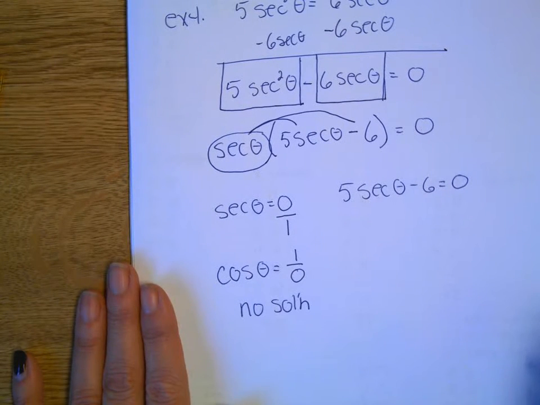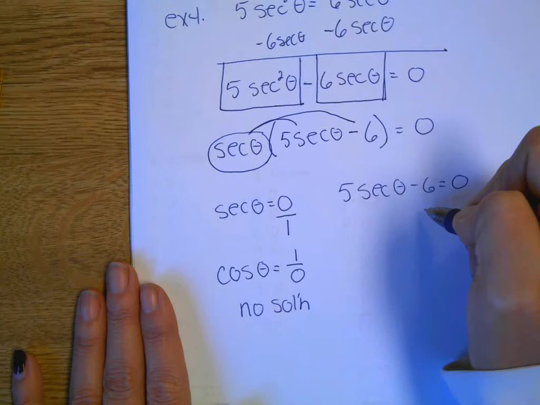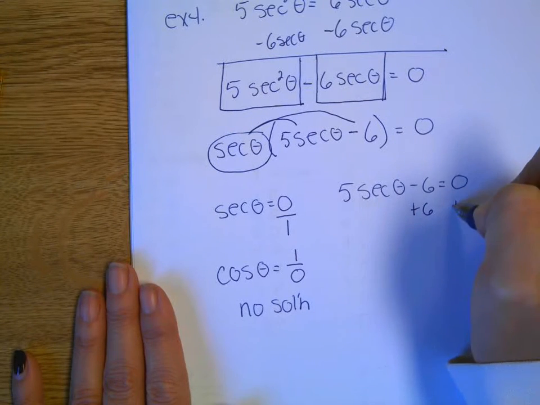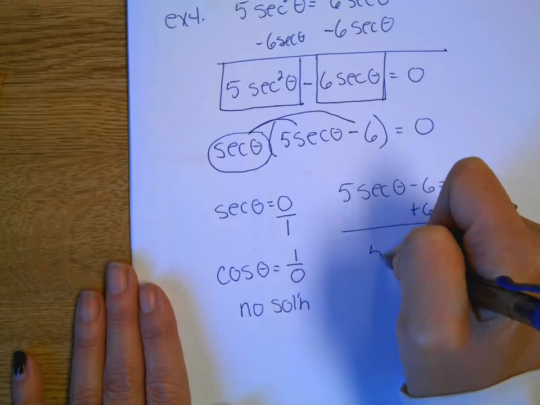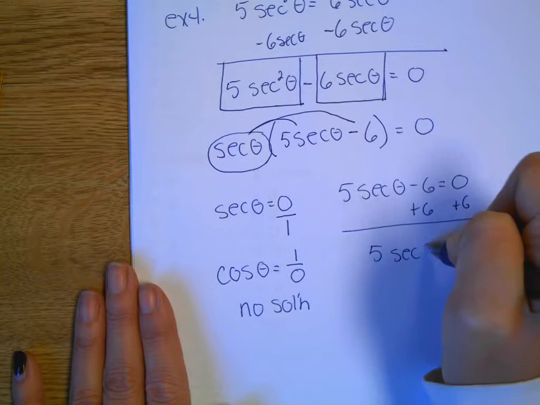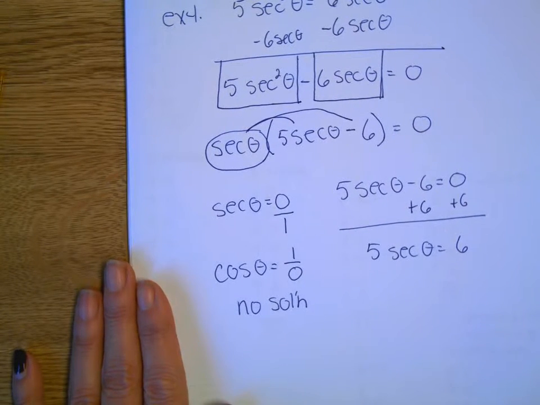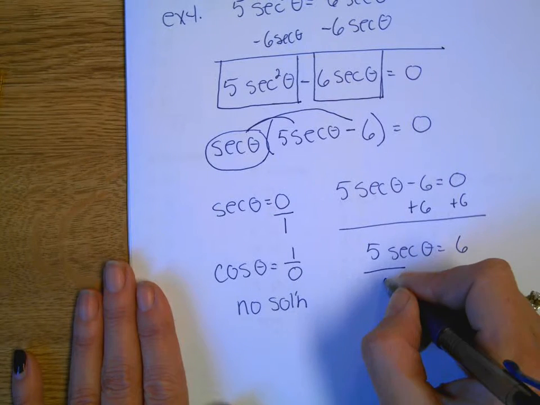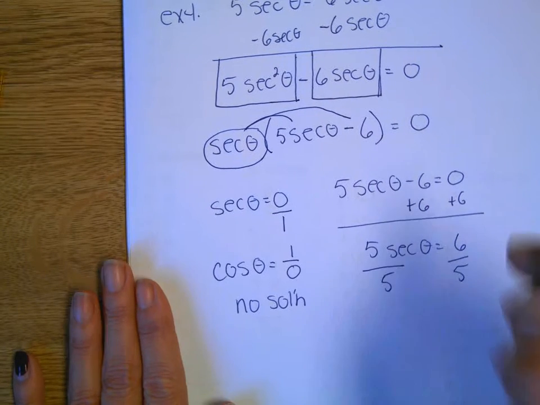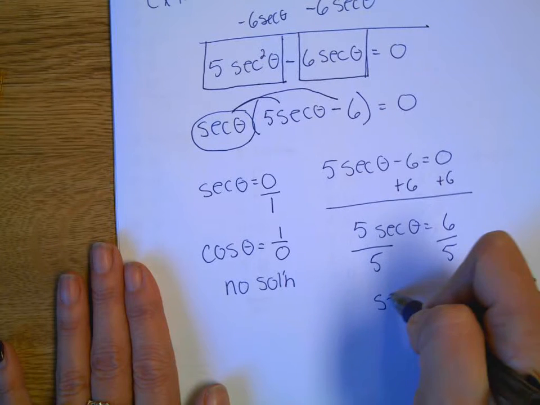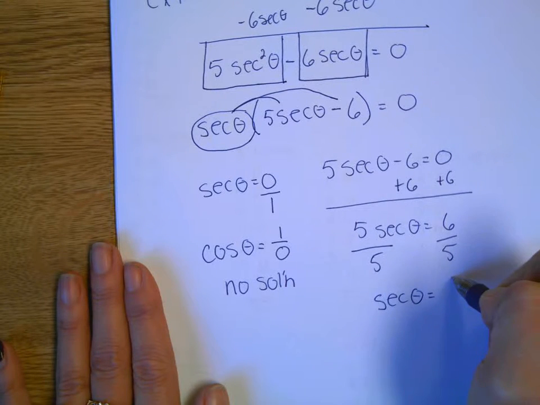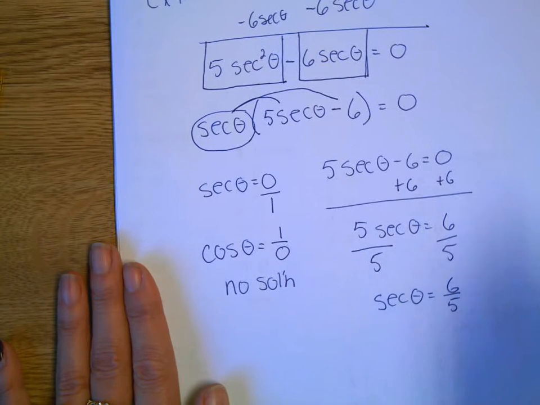Over here, we might get a solution. So we will add 6. What do you do if it's allowed to be undefined? Then you've got to look for it on your sheet. How is it allowed to be undefined? Like tangent.